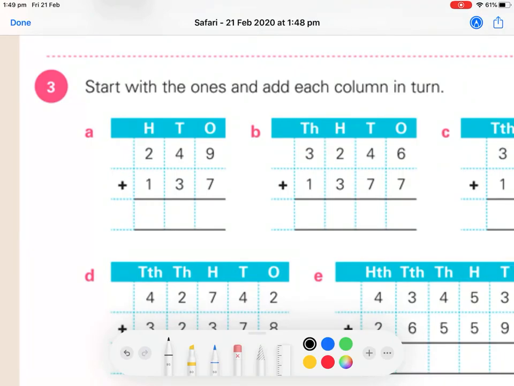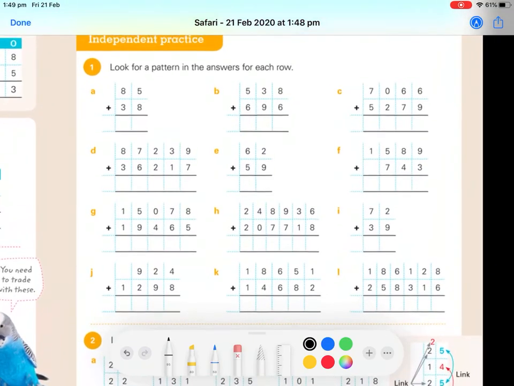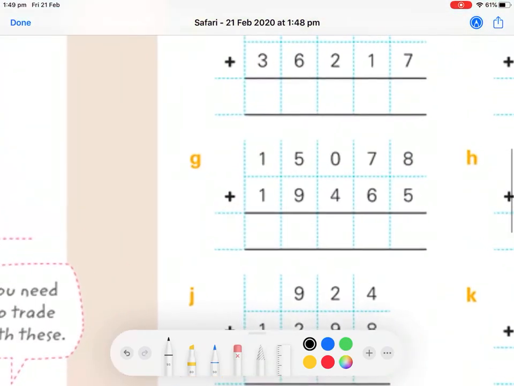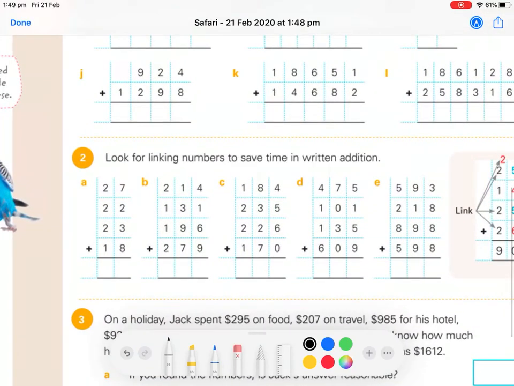These are all the same ones as well. You may have to do some trading across to those ones. This one, looking for a pattern in the answers for each row. So let's just do the first one. 8 plus 5: 8, 9, 10, 11, 12, 13. So I put down the 3, carry the 1. 1 and 8 is 9, 10, 11, 12. I can see that we're going to have to go over into the hundreds column for that one, and that's fine. So you can see they've got spaces to go into the hundreds or thousands. Or whatever, obviously it can go bigger.